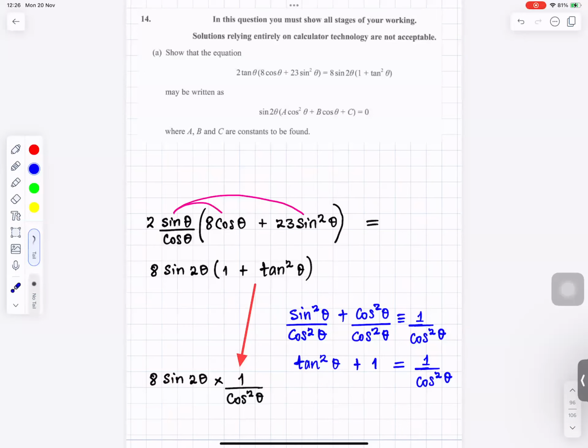So after we change the tan to sine over cos, we remove the bracket and we'll get this expression there, which equals 8 sine 2 theta plus 1 plus. We change the 1 plus tan squared to 1 over cos squared, which is the same as sec squared. So use that on the side to help you. Tan squared plus 1 is 1 over cos squared.